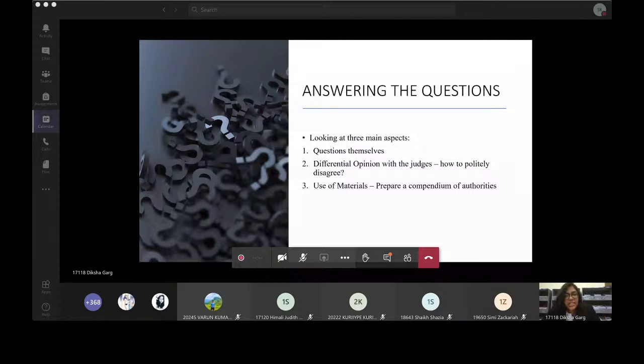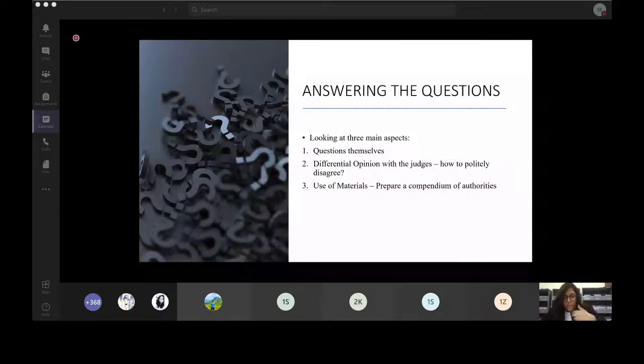Firstly, the questions themselves. Secondly, how do you form a differential opinion with the judges? And thirdly, how do you incorporate the materials within the course of your answering? Firstly, to look at the questions themselves.